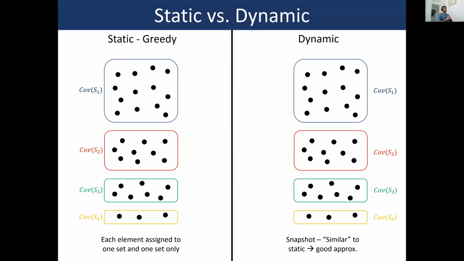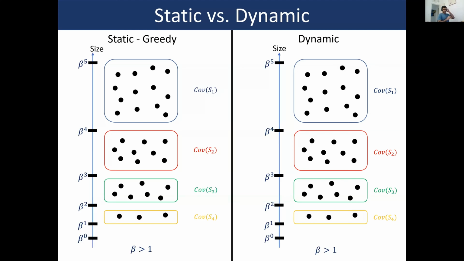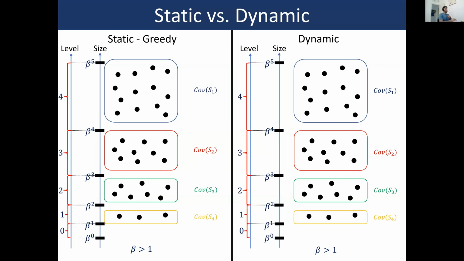Okay, and how do we define similarity now? We'll introduce this notion of levels. We have beta, which is a number larger than 1. And let's say cov S2, for instance, we will place it at level 3. We want it to be at level 3 if its size is between beta to the power of 3 to beta to the power of 4. Okay, so we have these kind of like buckets or levels.